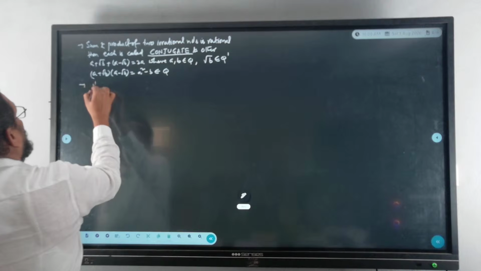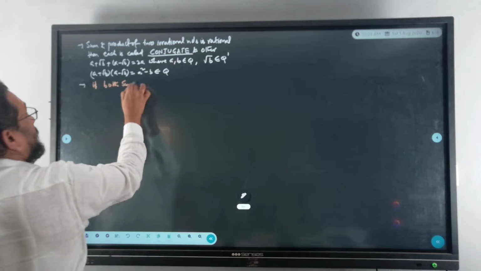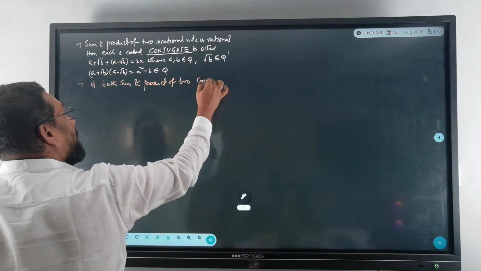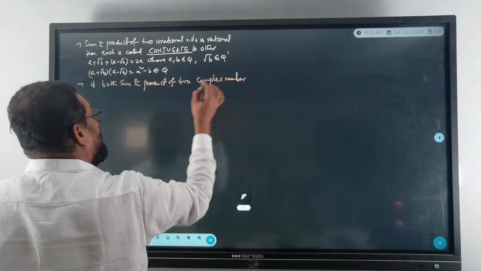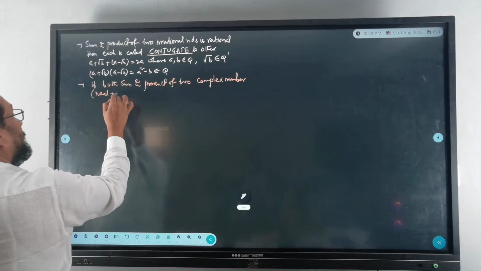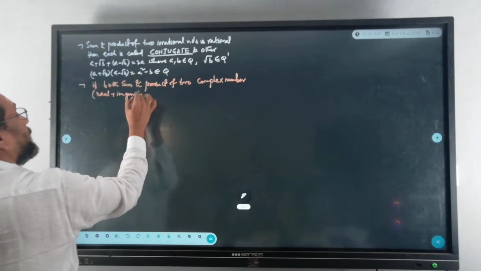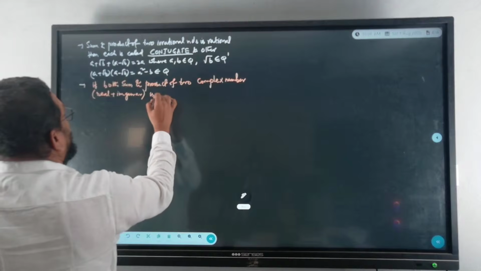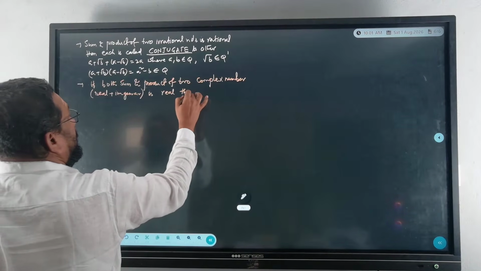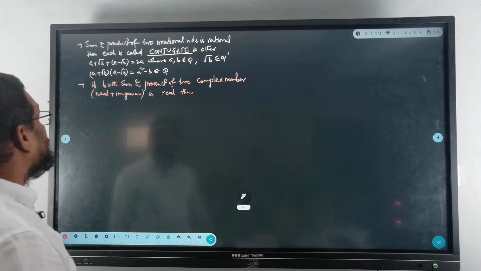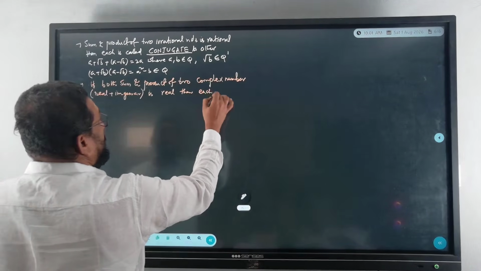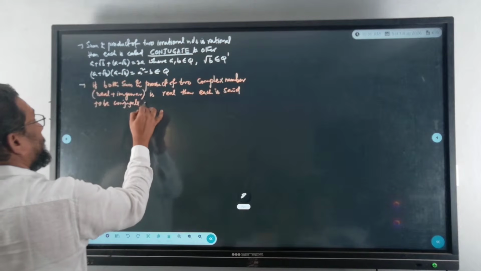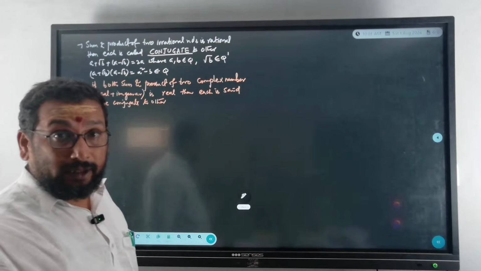Next, if both sum and product of two complex numbers, complex numbers meaning real plus imaginary, are real, then each is said to be conjugate to the other.